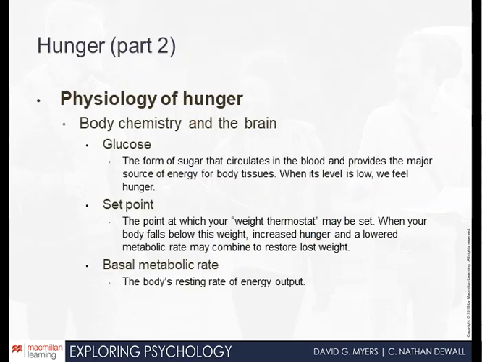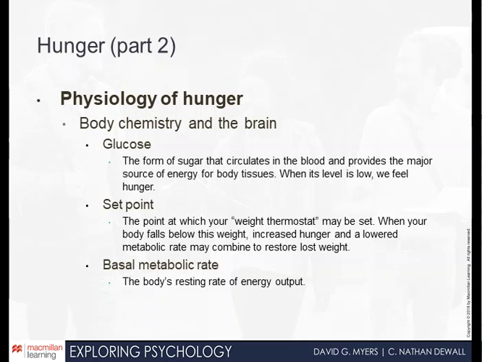So let's look quickly at the physiology of hunger. We look at body chemistry in the brain. First, we have glucose. That's a form of sugar that circulates in the blood and provides the major source of energy for body tissues. When its level is low, we feel hunger. So that's one of the things that we experience. We have low blood sugar, we feel hunger.